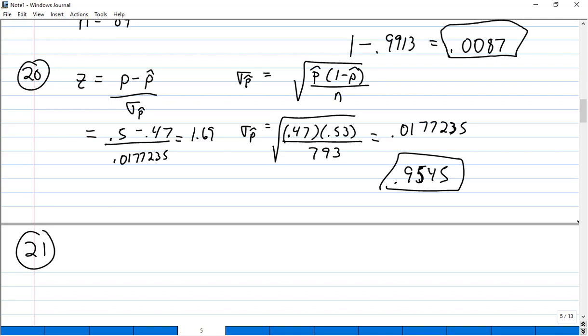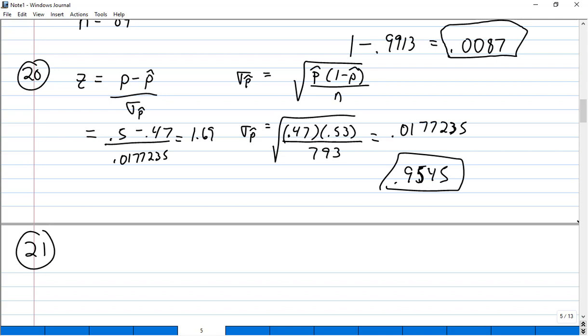If I was to tell you that studies have been done and that 47% of doctors in America are dentists, and I said, okay, what if I took about 800 of those? What's the probability that less than 50% of those are dentists? Well, it should be a pretty good chance. If almost half of all doctors are dentists, then it should be a pretty good chance that less than 50% are dentists out of a group of 800.